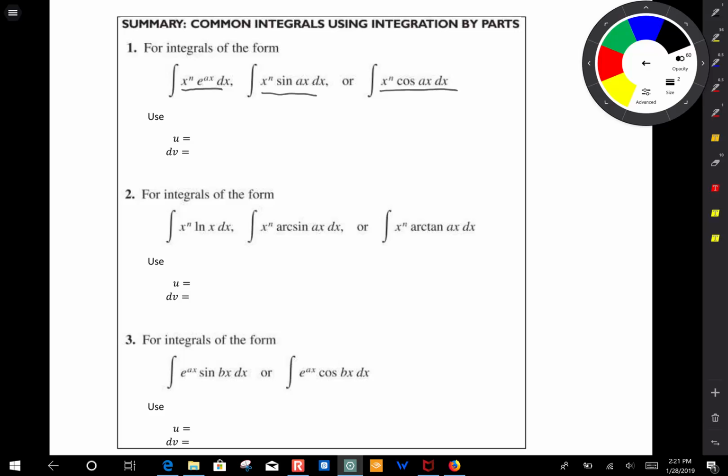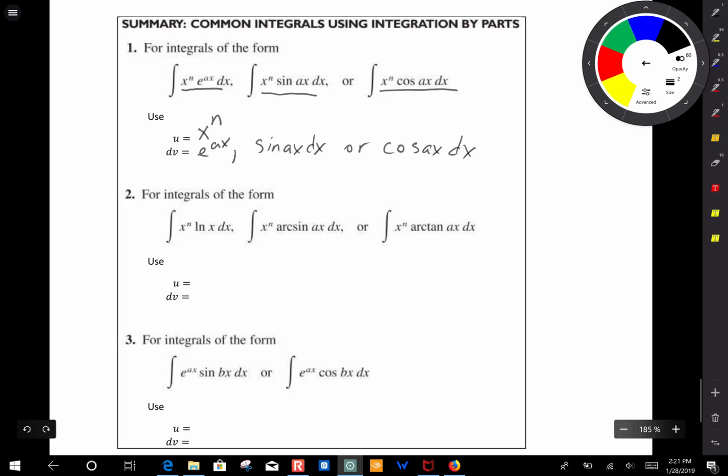Then what we do is we let our u be the x to the n, and our dv to be the rest, the others, that e to the ax, comma, sine ax dx, or cosine ax dx.